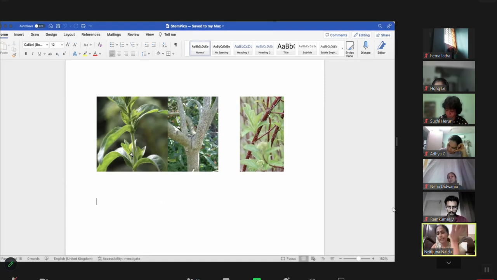Then point to a woody stem, a plant or a tree that has a woody stem, and say these are called woody stems. These are stronger and grow quite tall.